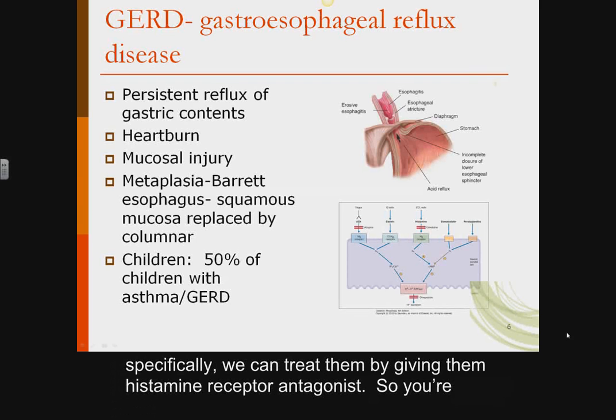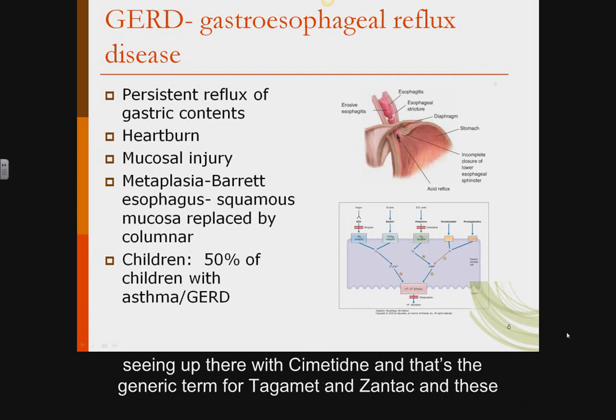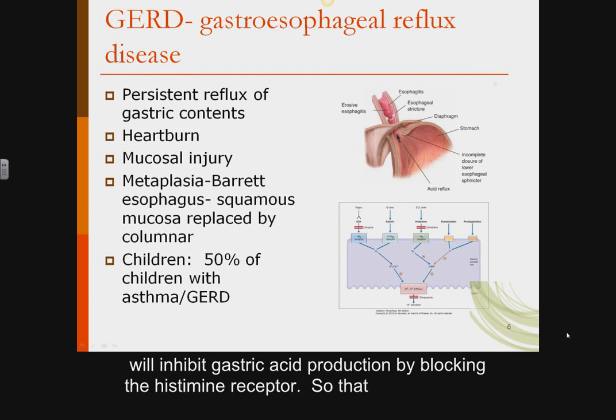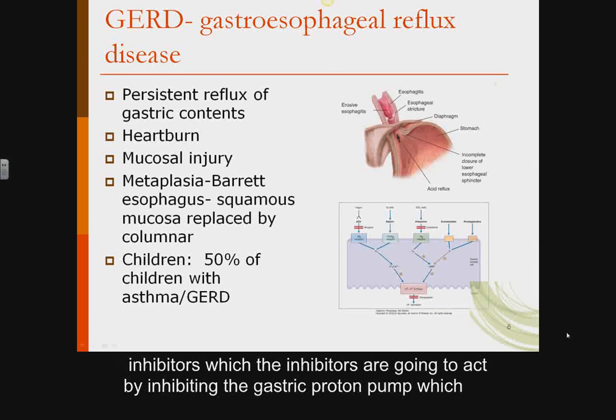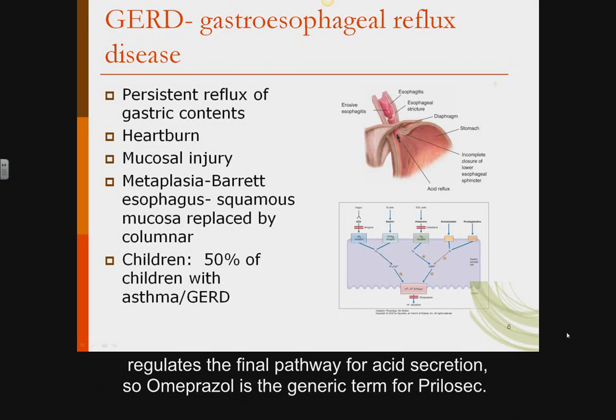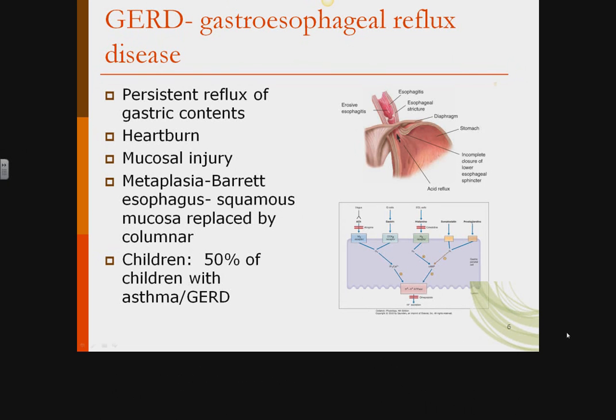Now, patients with heartburn, or GERD more specifically, we can treat them by giving them a histamine receptor antagonist. And you're seeing up there cimetidine, and that's the generic term for Tagamet, as well as Zantac. These will both inhibit the release of acid. We can also give them a proton pump inhibitor, which acts by inhibiting that proton pump, which regulates the final pathway for acid secretion. Omeprazole is the general term for that kind of drug. We know it better as Prilosec.